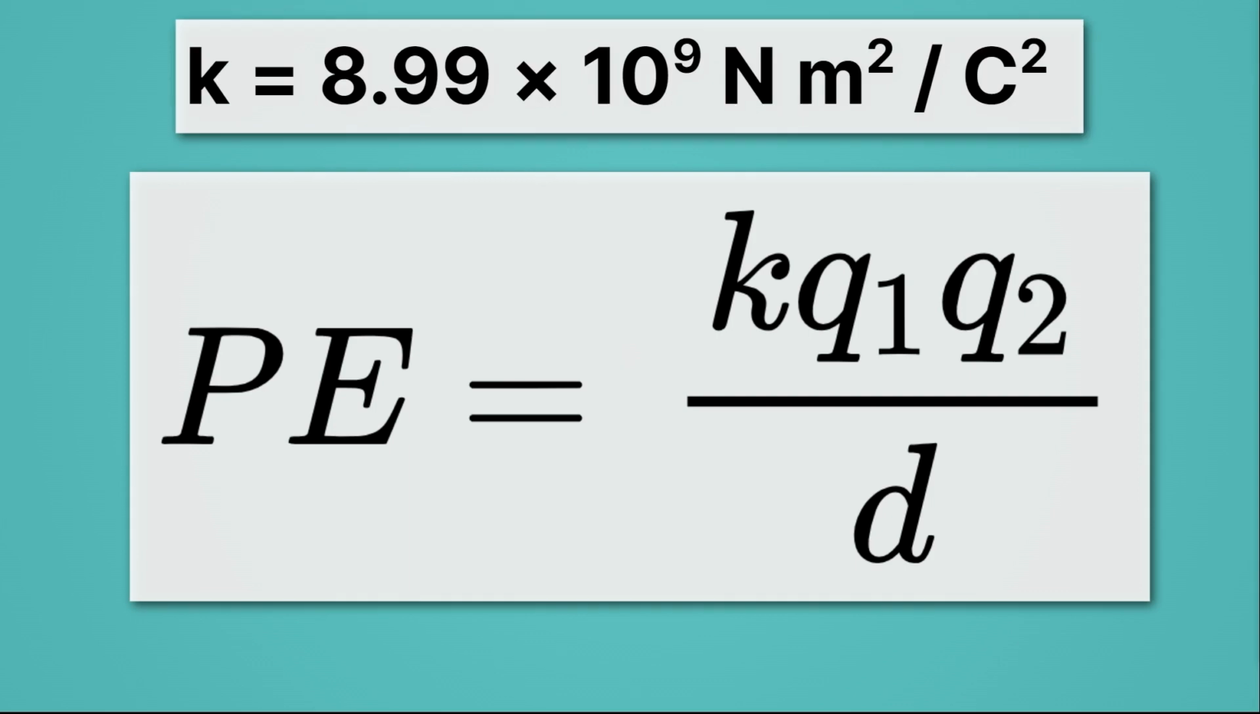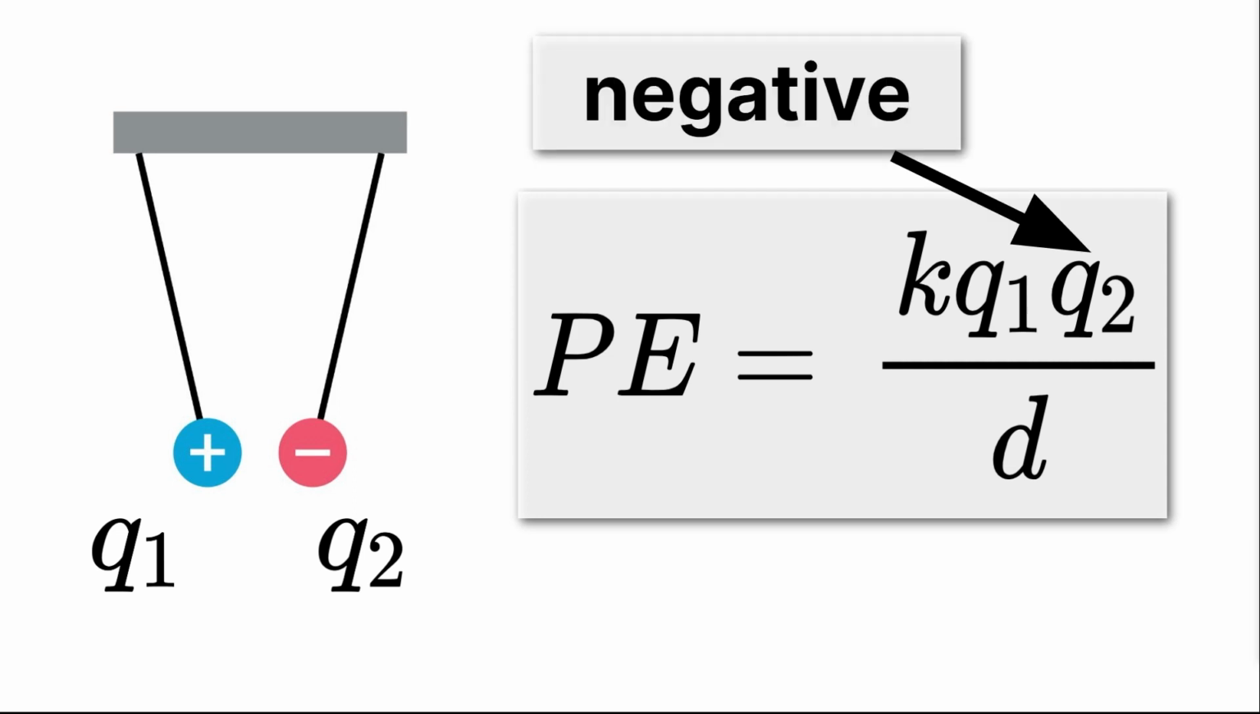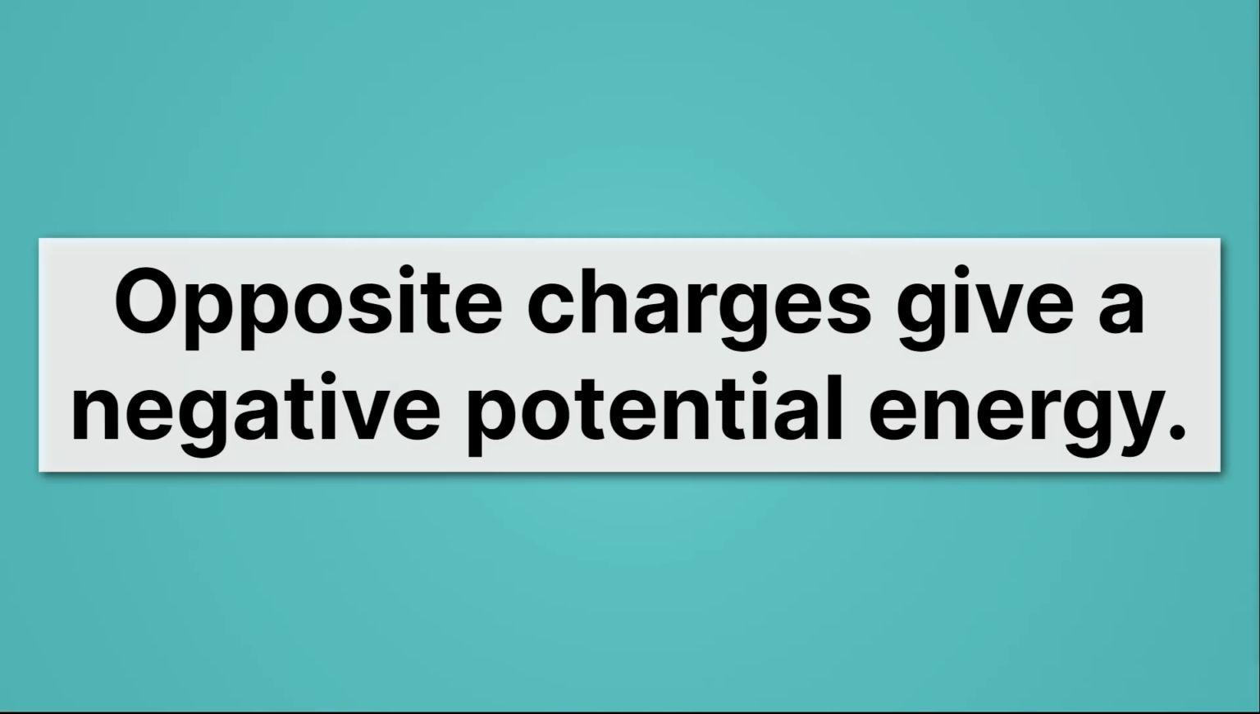And then K, once again, is the Coulomb constant, and it's 8.99 times 10 to the 9th with a bunch of units, newtons meters squared per Coulomb squared. Okay, so this potential energy equation, let's say we're applying it to this situation, where Q1 is positive and Q2 is negative. Well, when I plug a negative sign into Q2, I'm going to get a negative potential energy. And that's what always happens when we have opposite charges. Opposite charges give a negative potential energy.